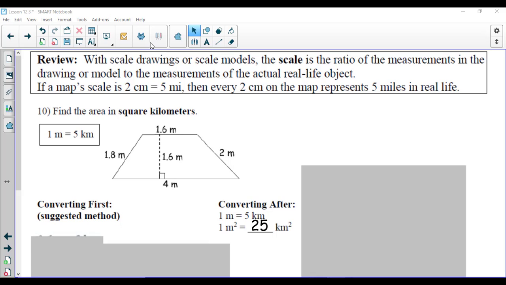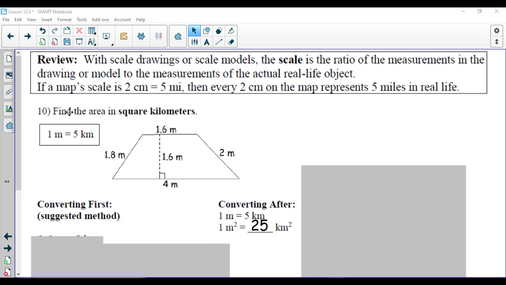So question number 10 is where we start to mix in scale with our area questions. With scale drawings or scale models, I want to remind you that the scale is the ratio of the measurements in the drawing or model to the measurements of the actual real-life object. If a map scale is 2 centimeters equals 5 miles, then every 2 centimeters on the map represents 5 miles in real life. And we often have scale models and drawings when we're doing construction or coming up with plans to build a house or renovate a building or build a bridge or so forth.